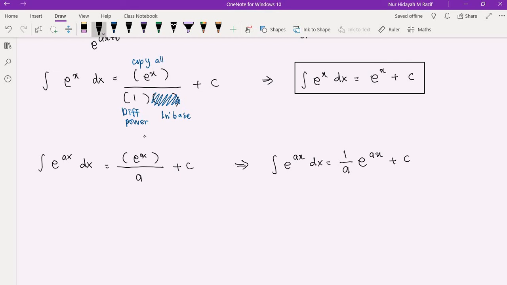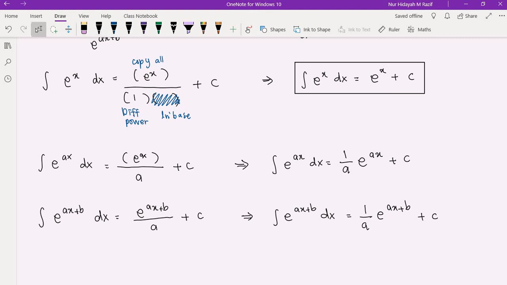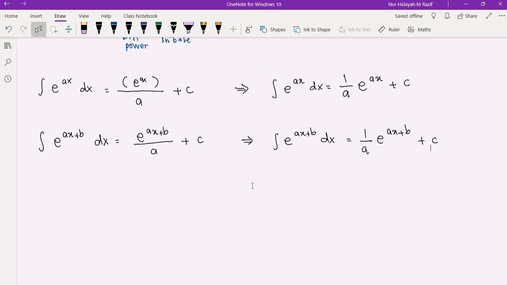And in the other case, where my power is not only ax, but if I have the integral of e power of ax plus b dx, then my answer will be in a similar form as the second one, where I will have e power of ax plus b divided by, differentiating my power will give me a, and then plus c. Or we can also rewrite that as 1 over a e power of ax plus b, and then we add c at the back. Okay, so please take note of those integrals.